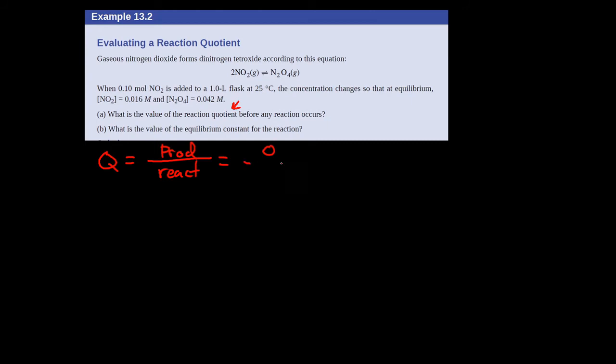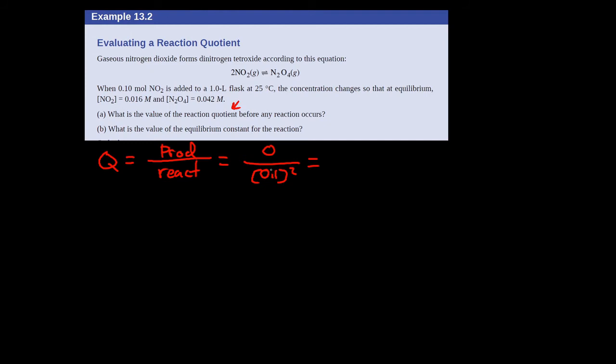But we have no products, because we're not told anywhere in here that we have any N2O4 before the reaction begins. So we would have 0 for the product, and then for the reactant, we would have 0.1 molar raised to the second. But we really don't care about that, because if you have 0 in the numerator, you could have infinity in the denominator, technically speaking, and no matter what you had in the numerator, it would still end up being 0, essentially.